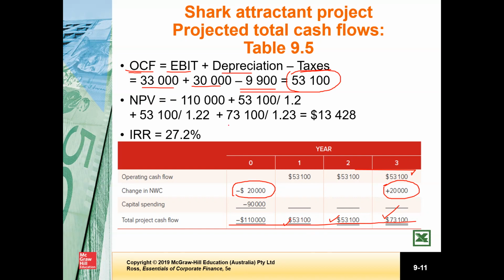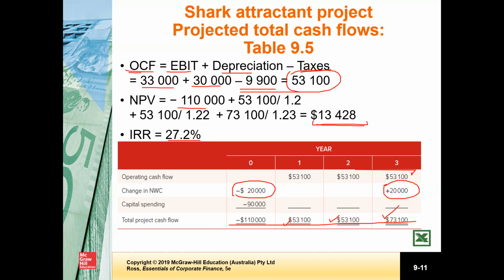We already know how we calculate NPV. We have seen it in the last chapter. We find the present value of the cash inflows, deduct the initial investment, and our NPV is 13,428. Our IRR is 27.2%. I think you remember the decision rule. If NPV is positive, it means that the project is adding value to the company. In this case, the NPV is positive, so we should accept the project.